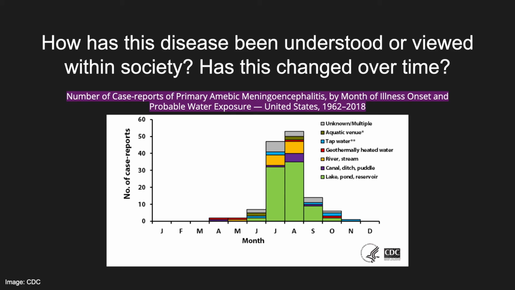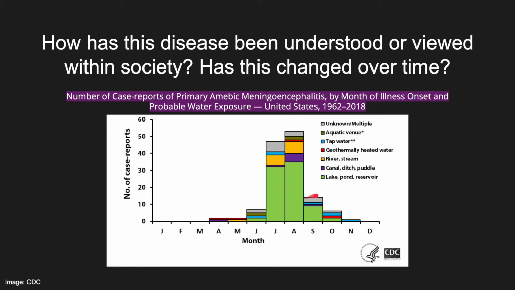We don't know why. So I just included this interesting graph provided again by the CDC. It's the number of case reports of primary amoebic meningoencephalitis by month of illness onset and probable water exposure in the United States from 1962 to 2018. So it's pretty recent. We're in 2020. Yeah, we are. Sorry, I had to think about that. So it's pretty up to date.